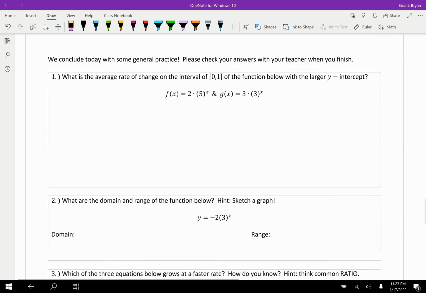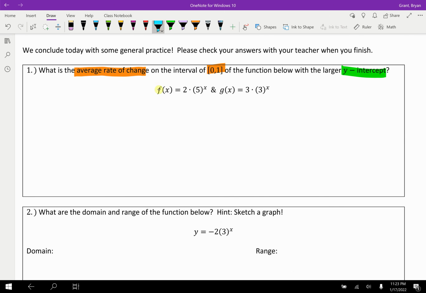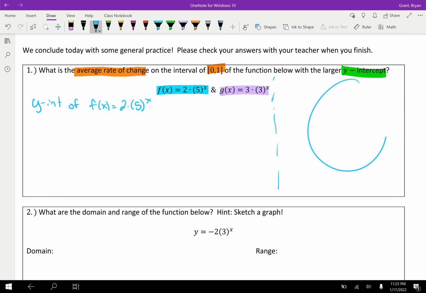All right, first one. What's the average rate of change, so we know how to do that, on the interval of 0 to 1 of the function below with the larger y-intercept? Well, we have 2 functions here. 5 looks bigger than all the 3's, so I'm assuming f of x, but let's remember how to do this. I'll try to color code this as well: I'll do f of x in blue, and g of x in purple. The y-intercept of f of x equals 2 times 5 to the x. We'll do the average rate of change over here at the end.